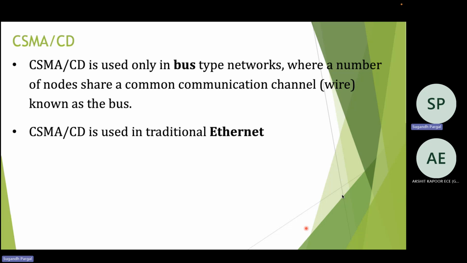CSMA-CD is used only in bus type of networks where a number of nodes share a common communication channel, that is the wire, which is known as the bus that we have talked about. This is the kind of bus we have. We have one node, we have another node, like we have multiple nodes with us. If they all want to communicate with each other, then they are all connected using this bus. So this is the bus architecture that we have seen. Sorry, my cursor is not good here.